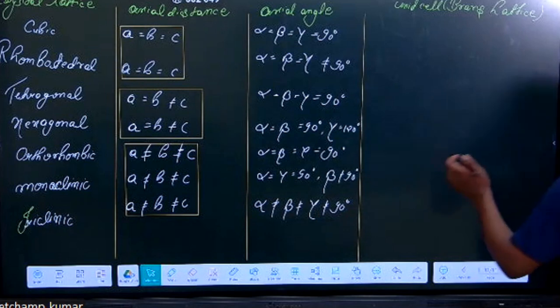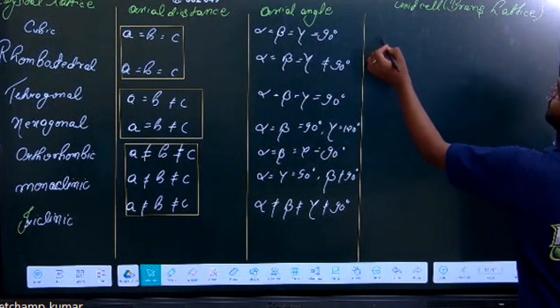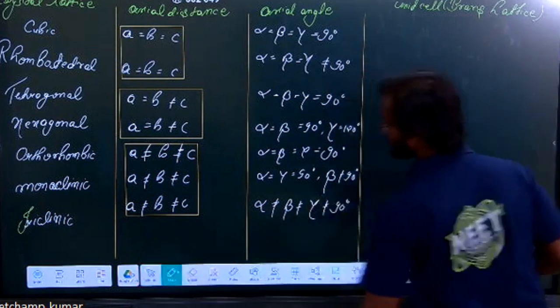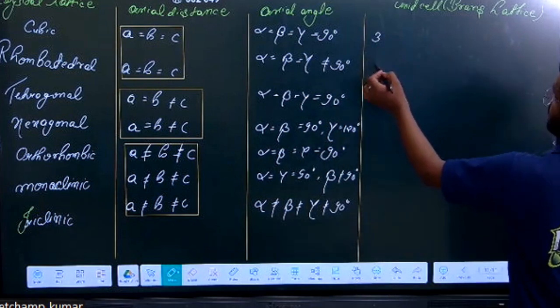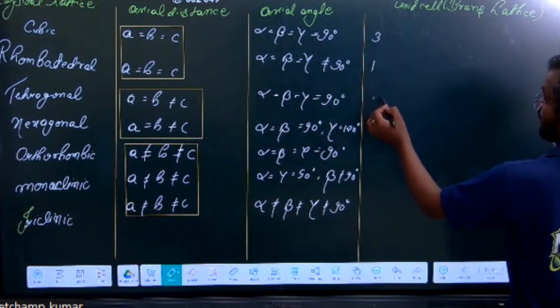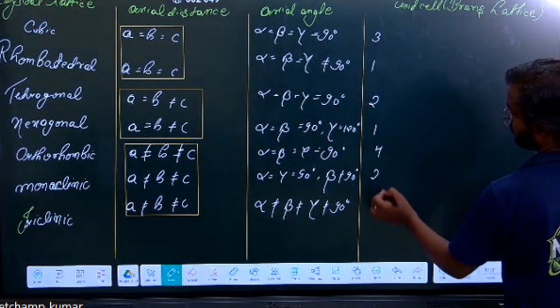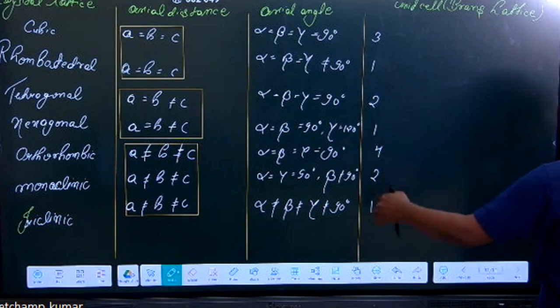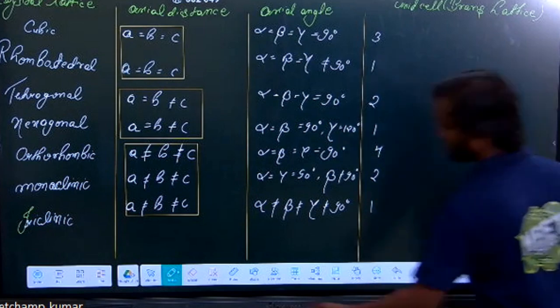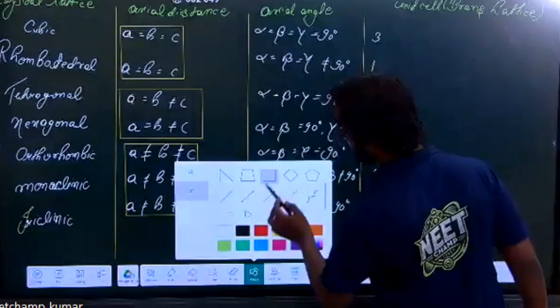And what are the different types of unit cells we have? Here we have 3, here we have 1, here we have 2, then 1, then 4, 2, 1. So: 3, 1, 2, 1, 4, 2, 1. Like that you remember it.